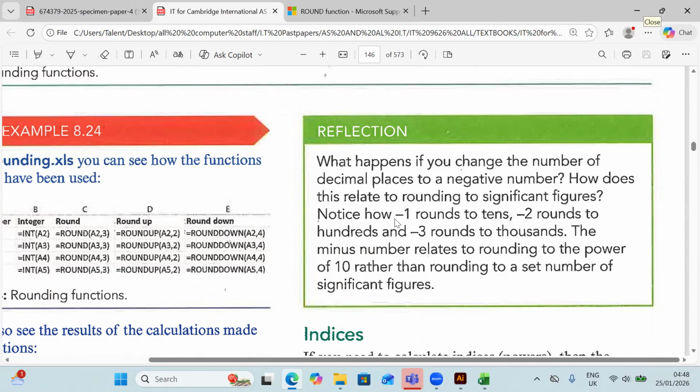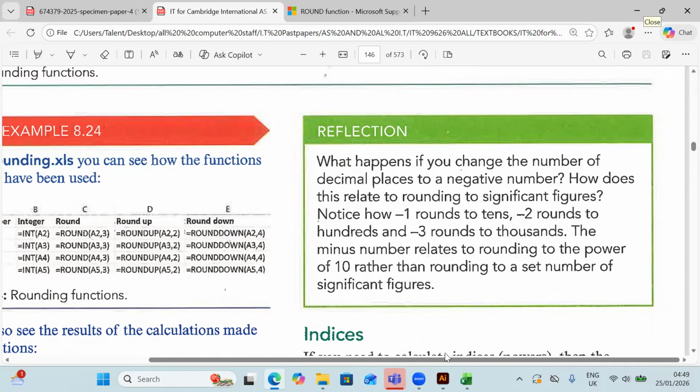So when you round, if you put a negative, you are now affecting the values that are before the comma. So if you say -1, it rounds to the nearest 10. If you say -2, it rounds to the nearest 100. If you say -3, it's going to round to the nearest 1000. Okay. The minus number relates to rounding to the power of 10 rather than rounding to the set number of significant figures.